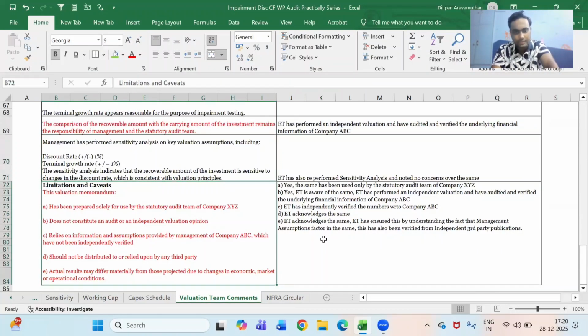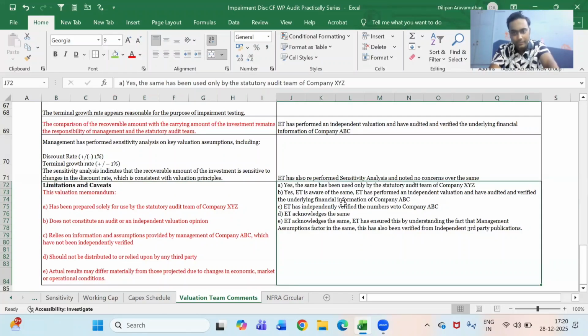Limitations and caveats. This is something which we need to be really careful about. "The valuation memorandum has been prepared solely for use with the statutory audit team of company XYZ." Yes, that is what we are also saying. Yes, this has been used only with the statutory audit team of company XYZ. "Does not constitute an audit or an independent valuation opinion." Yes, the engagement team is aware of the same.